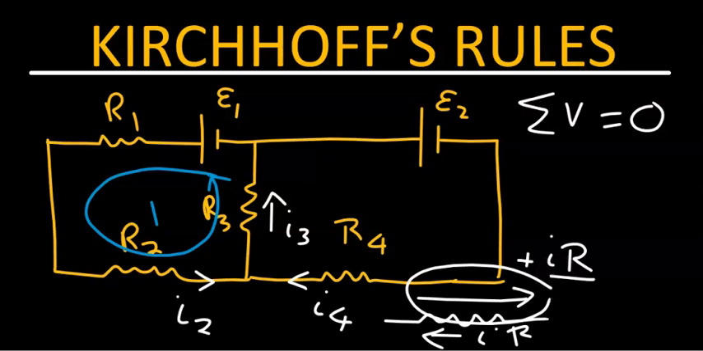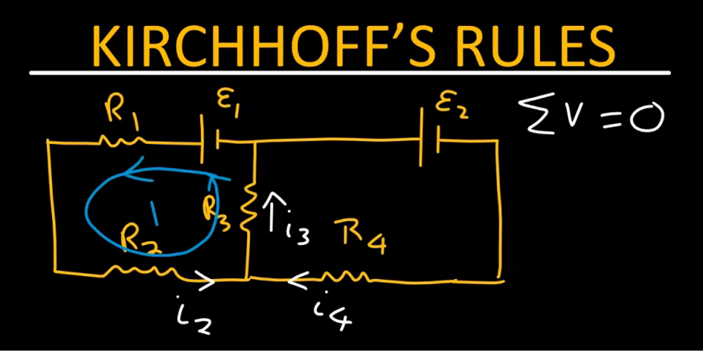In this part of the figure, when we say travel, we are referring to the direction in which we are going around the loop. For example, in this loop, we are going counterclockwise. So the direction of travel through the battery with EMF E1 is like that. The direction of travel through resistor R1 is like that. The direction of travel through resistor R2 is like that. And the direction of travel through resistor R3 is like that, and so on.